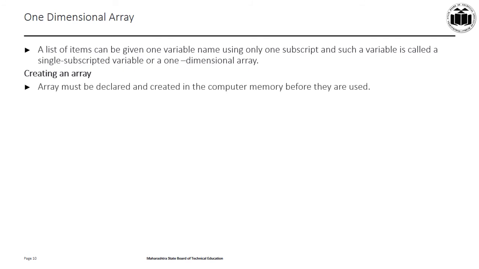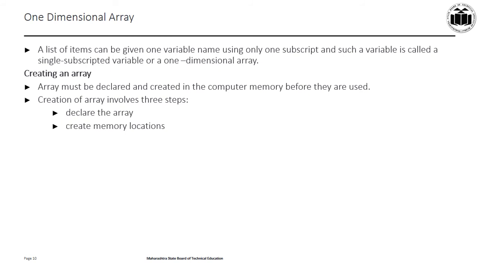Now how to create an array? Arrays must be declared and created in the computer memory before they are used. Creation of an array involves 3 steps. Declare the array, create the memory locations and put values into the memory locations. So first we have to declare the array. Then second we have to create the memory locations by using the new keyword. And third you have to insert the values, you have to insert the array elements into those memory locations.